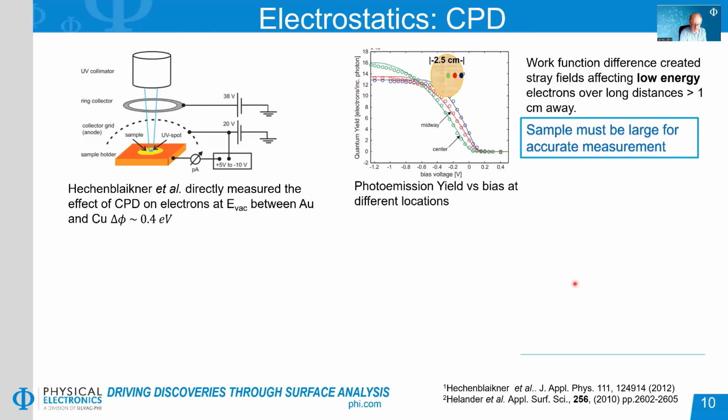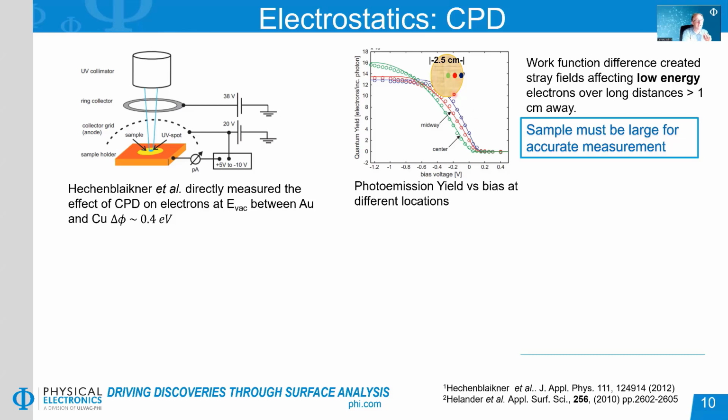You might think, okay, well, my sample is just made of one material. I don't have to worry about that. And unfortunately, for low energy electrons, that's not quite true. So Hecken, Bleichener, and others did these really beautiful experiments where they looked at near threshold photoemission, so electrons being emitted near threshold with very little kinetic energy. And they looked at them on a gold sample that was surrounded by a copper block.